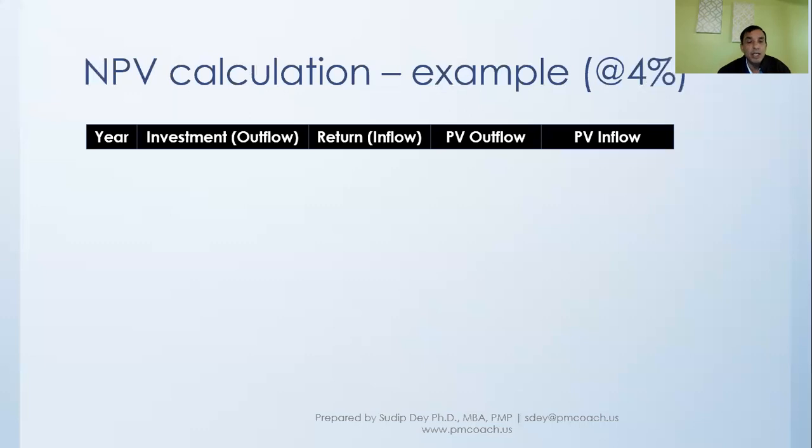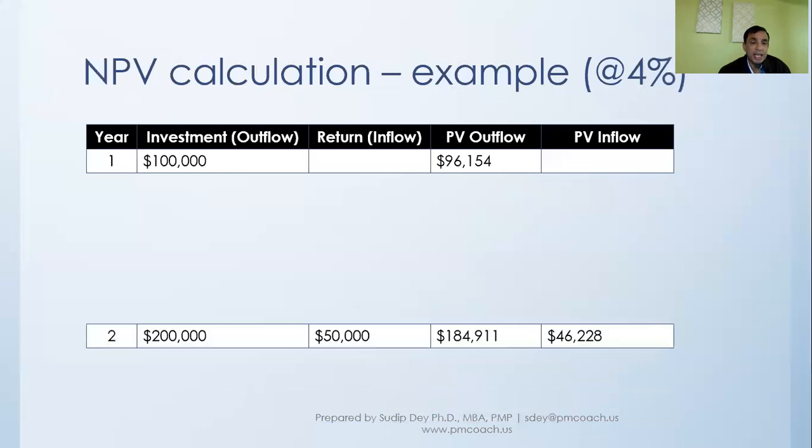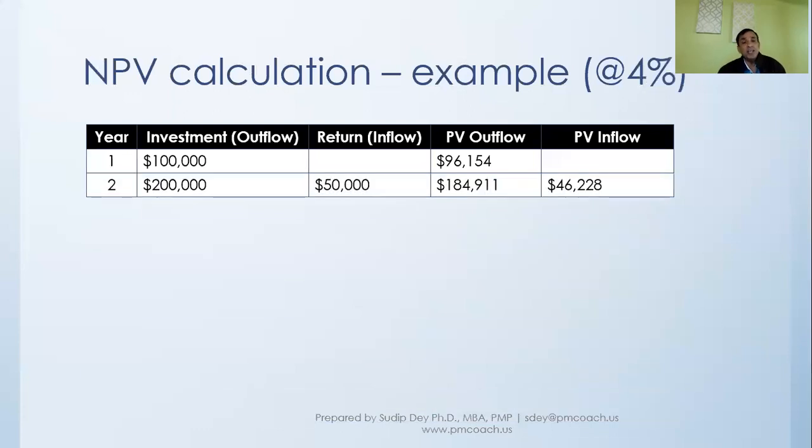So let's say in the first year, we have spent $100,000 in developing this retail system for this retail chain. When we apply the formula, we see the present value of the outflow is 96,154. And then let's say in the second year, we will be spending 200,000 on this.